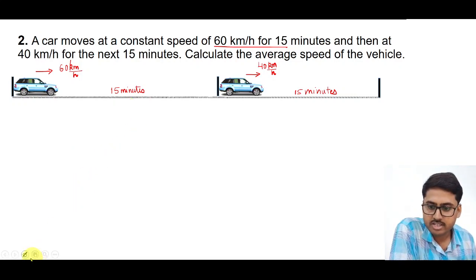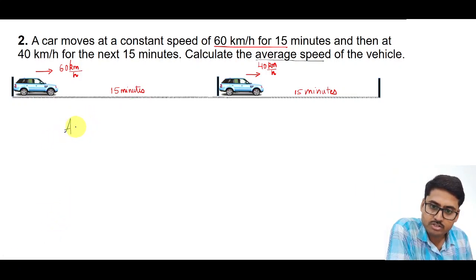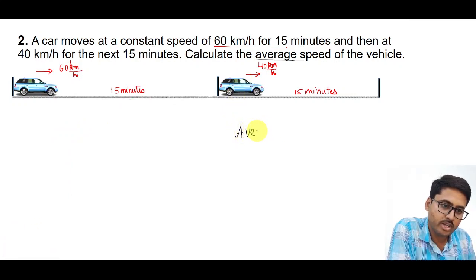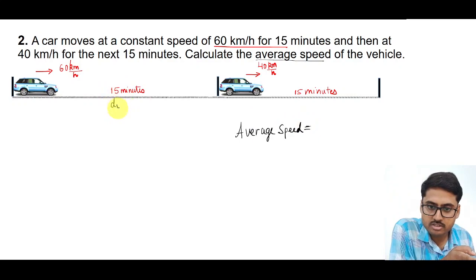Now we need to calculate the average speed. Children, you all know the formula, right? This is from the theory. You all are now very much familiar with the formula. The formula is average speed. I must write a little on the right side. I'll write over here. Average speed is equals to, you know why I'm leaving the space. Average speed is equals to total distance covered by total time taken. So I'm calling this distance as d1 and I'm calling this distance as d2.